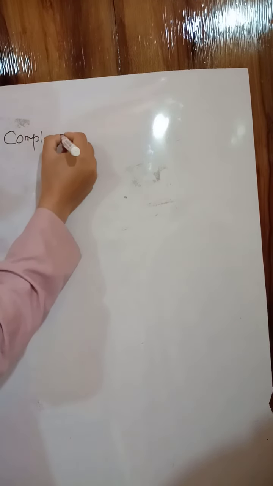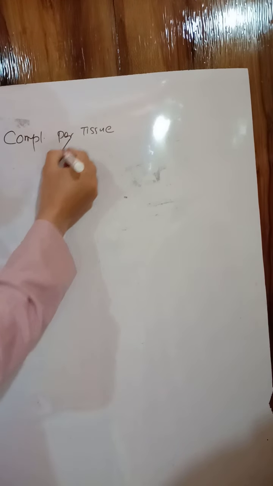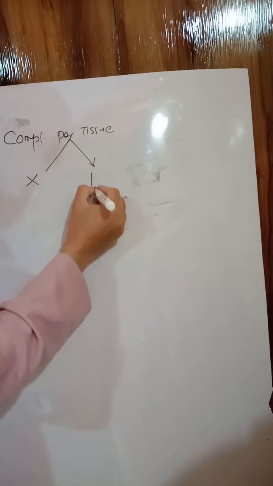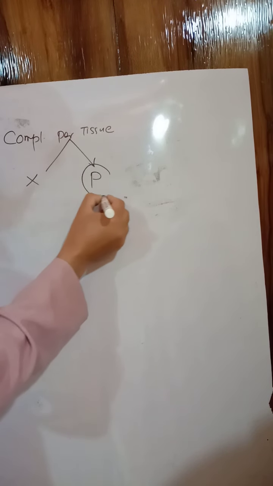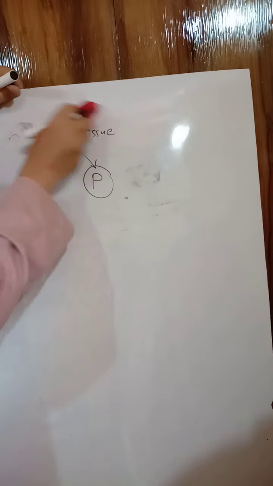Complex permanent tissue. There are two classes of complex permanent tissues, namely xylem and phloem. First of all, we will take xylem.